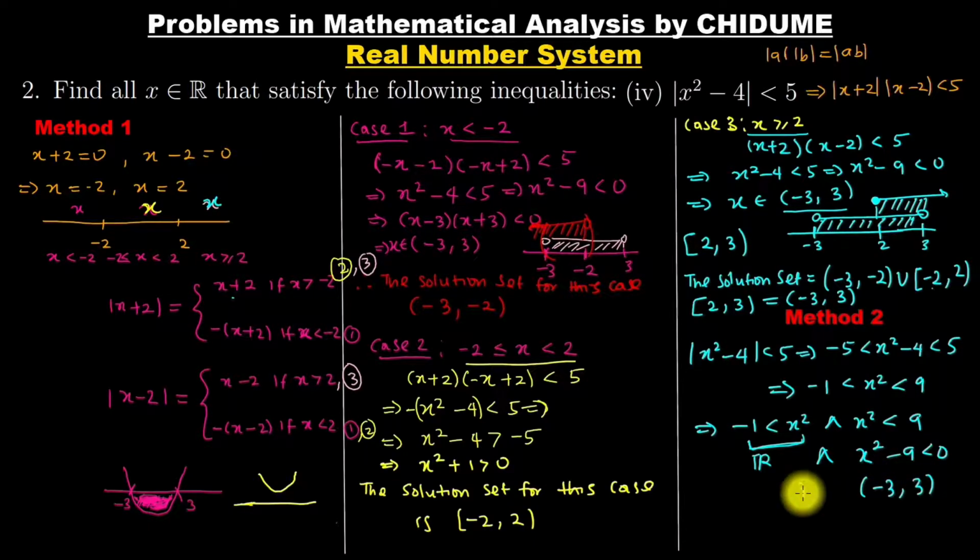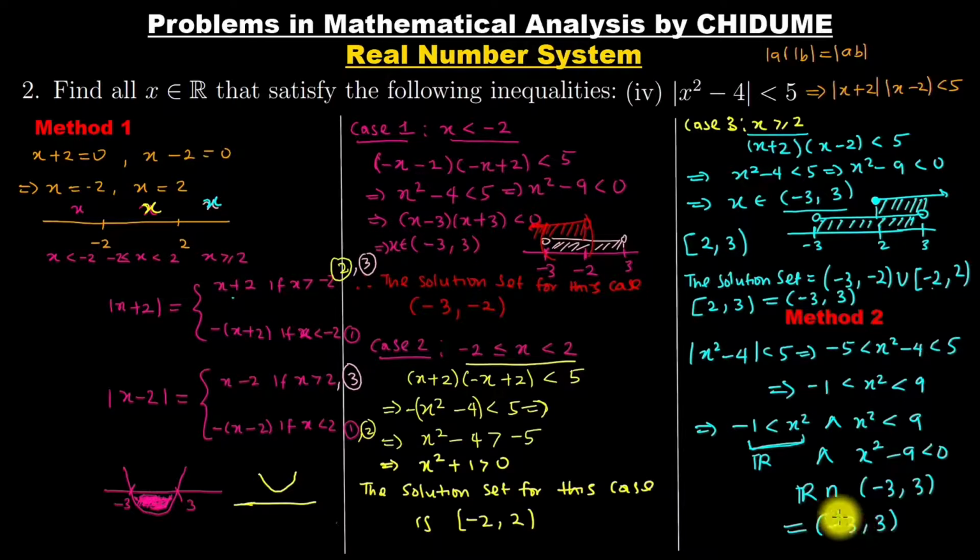So if I take R intersection the open interval (-3, 3), the intersection of R and the interval would give us what? Negative 3 and what? 3. Okay, because if you take the intersection of a larger set and a smaller set, and the smaller set is a subset of the larger set, the intersection will just be the smaller set, which is what? Negative 3 comma 3.